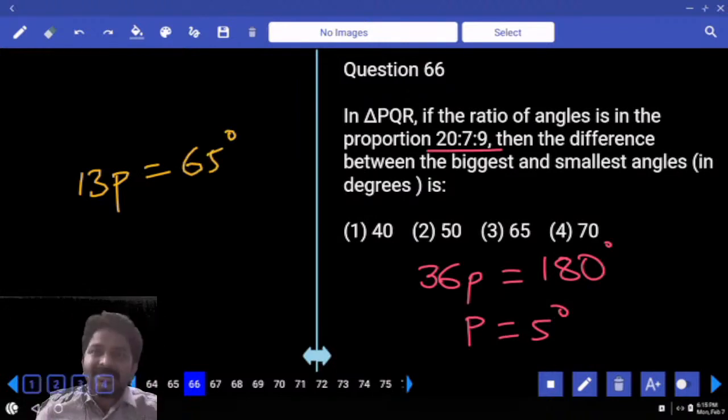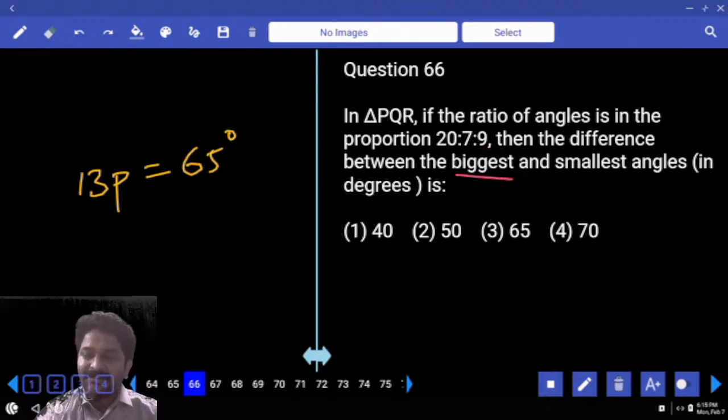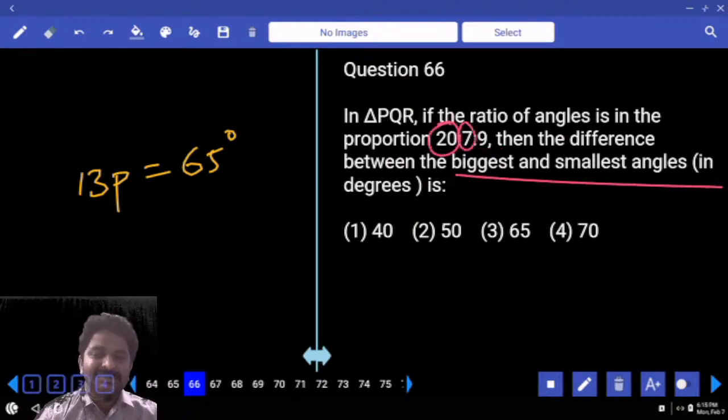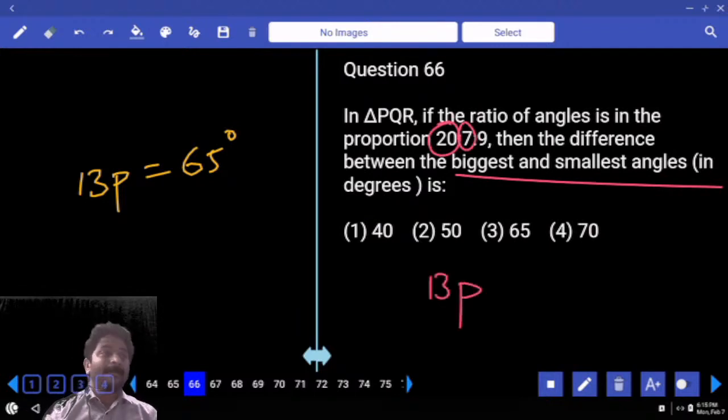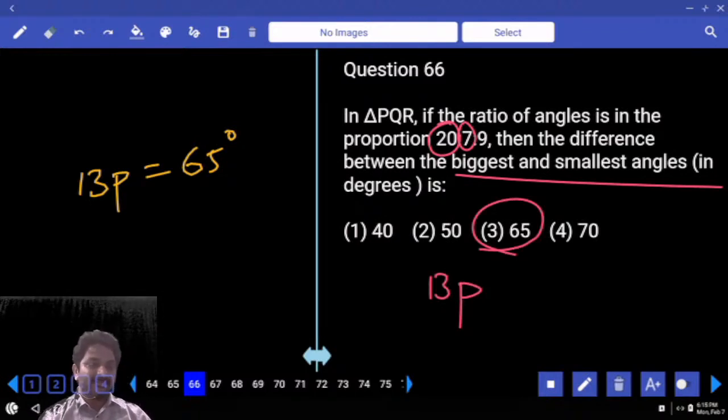You don't have to actually solve this question. When we were asked to calculate the difference between largest and smallest, largest is 20, smallest is 7. Difference is 13 parts. 13 parts must be which multiple? 13 multiple, and there is only one. Third option is the final answer.